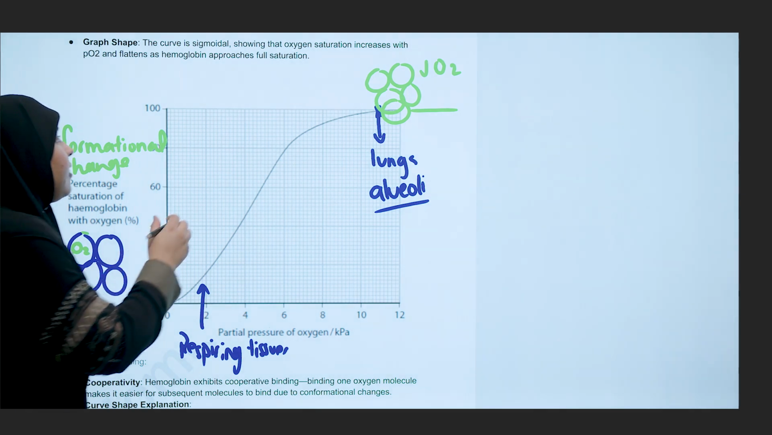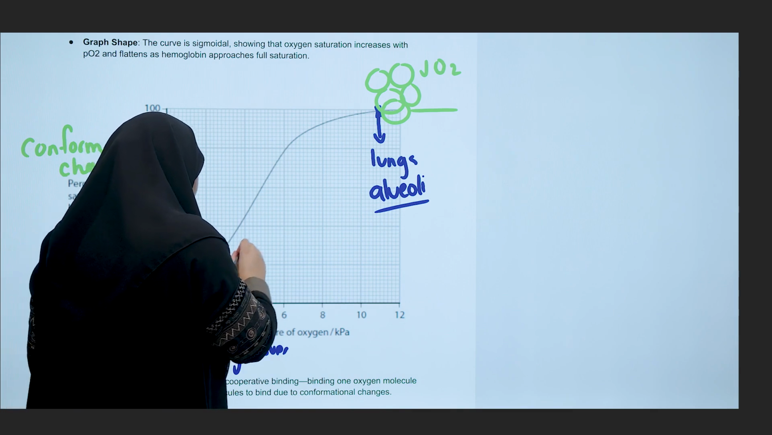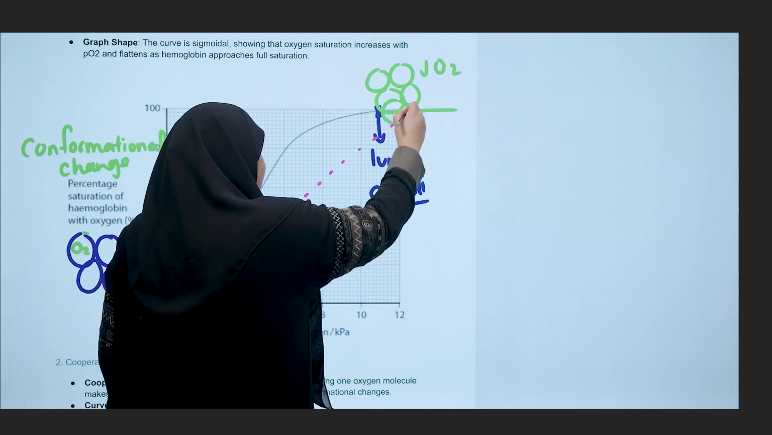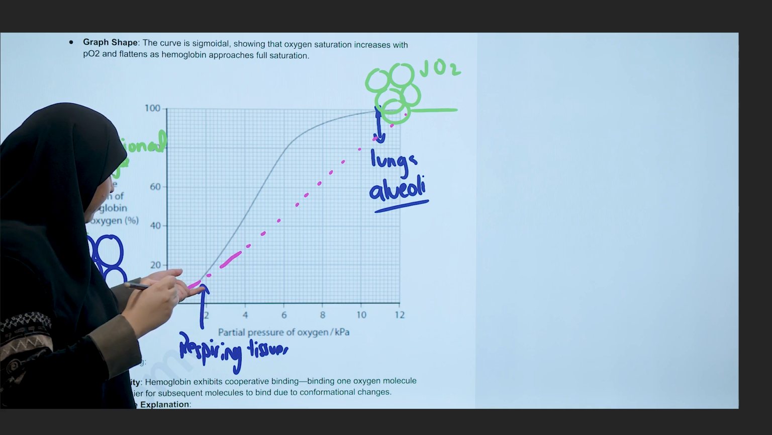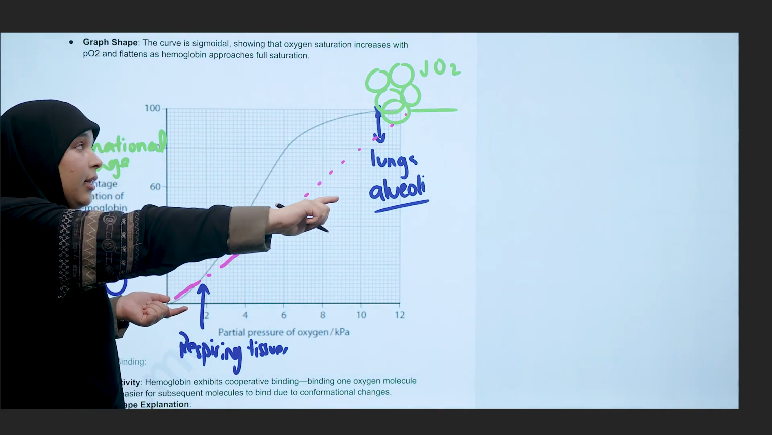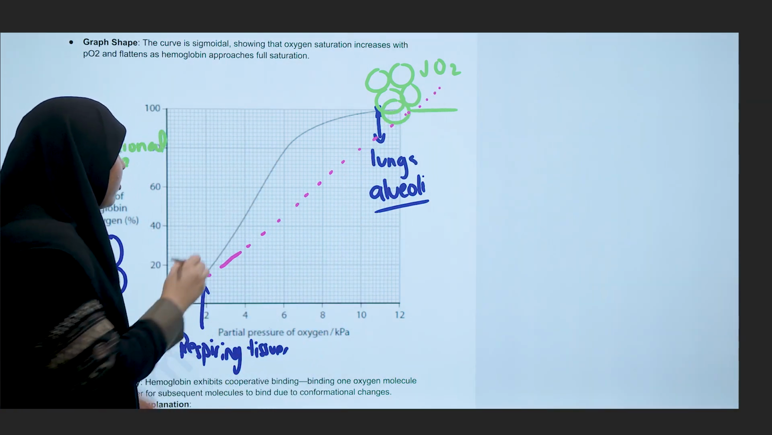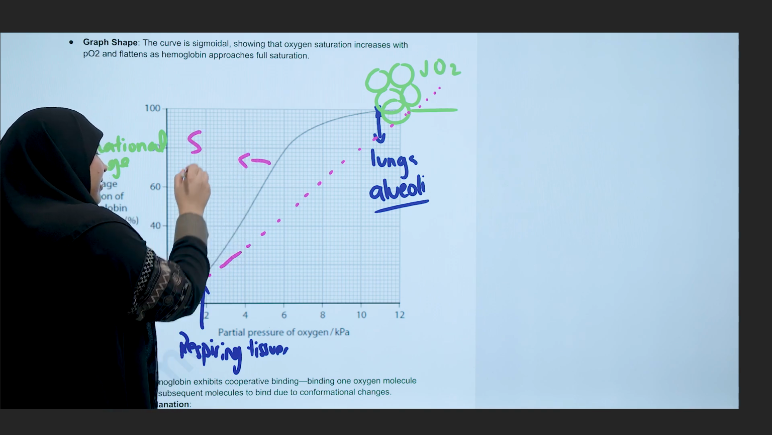Now that's why the shape of this curve is not a linear curve. If it was a linear curve, it would look like this. But it doesn't happen. Why? Because in the beginning, it doesn't fill all the active sites immediately, and it's not going to keep going up. And we call this shape an S-shaped curve or a sigmoid curve.